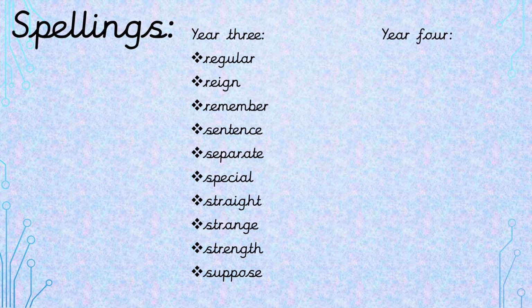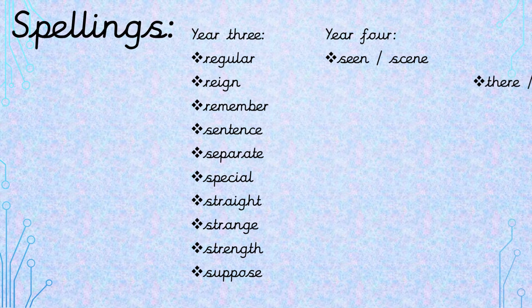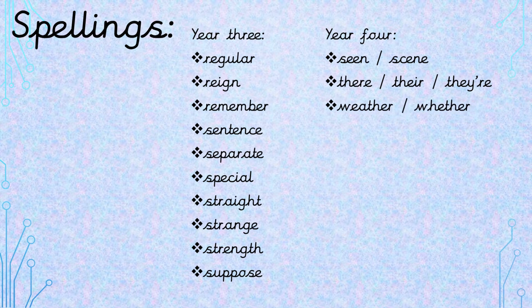Year 4, your spellings are homophones again. You have seen and seen, there and there, weather and weather, whose and whose, which and which. Keep practicing your spellings and make sure you understand the meanings of each spelling so you use them correctly in your writing.